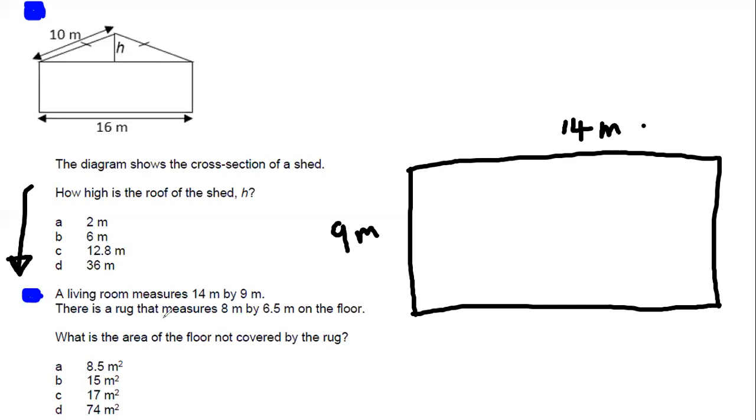And then now there's a rug or a carpet. And the carpet has dimensions, so it's going to be smaller, not true? 8 by 6.5. So let me just make an estimate here. Let's use that. That's the rug.